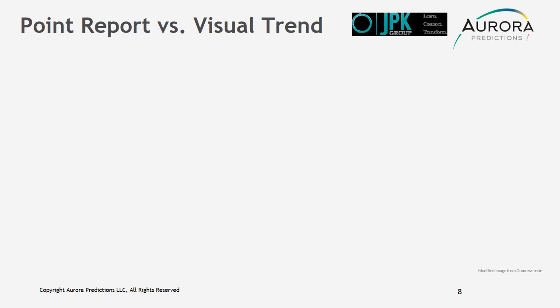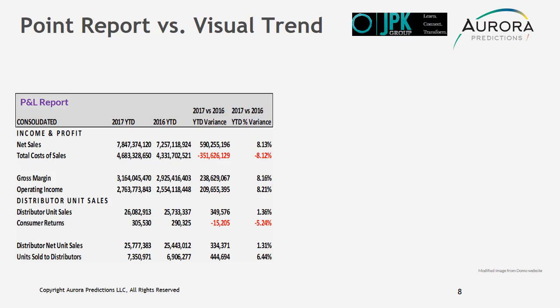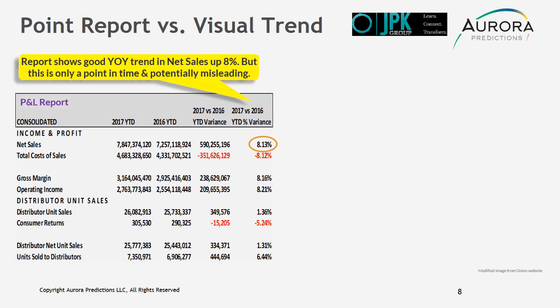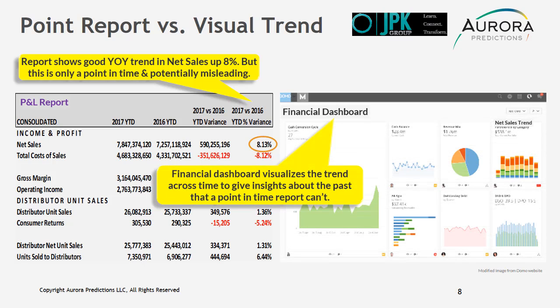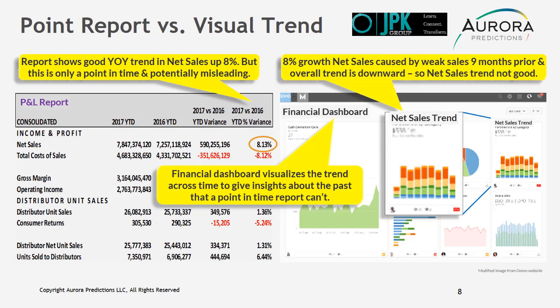Point report versus visual trend. In this P&L report, it shows a good year-over-year trend in net sales, which is up over 8%. But this is only a point in time and potentially misleading. A financial dashboard gives the trend across time to give insights about the past that a point in time report can't. The 8% growth in net sales is actually caused by weak sales 9 months earlier, and the overall trend of sales is downward. So the net sales trend is not as good as the report showed us.